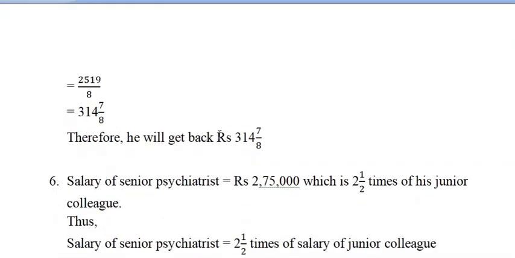Hence he will get back rupees 314 by 7 by 8. Okay, 314 a whole number and 7 by 8. This is the amount of money that he will get back from the shopkeeper.